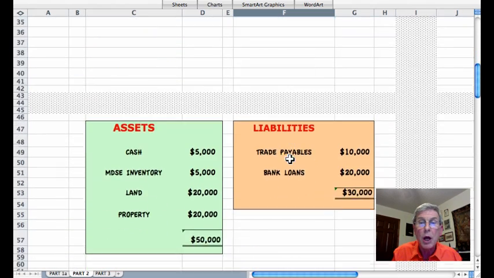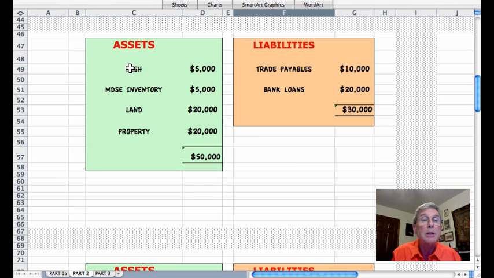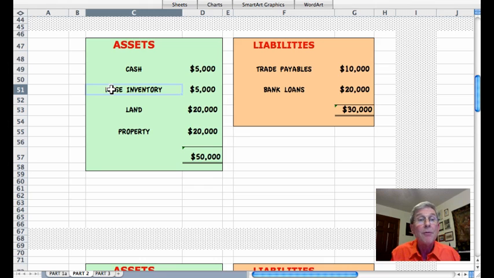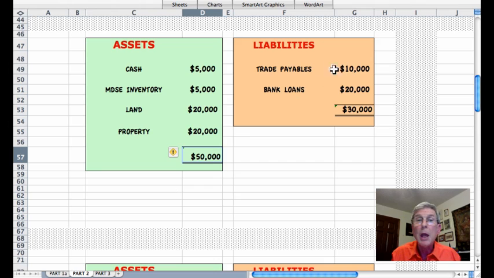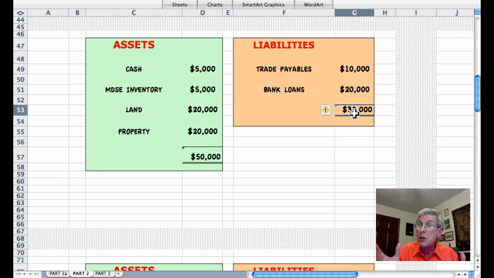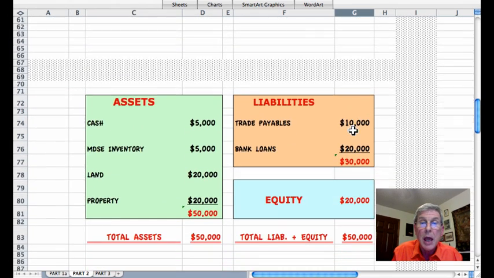Now, let's take a more concrete example. Let's say our company has assets, as you see here, cash, 5,000, merchandise inventory, 5,000, land 20,000, property 20,000, total assets of 50,000. And let's say we have payables of 10,000, bank loans of 20,000, we have total liabilities of 30,000. Now, if you combine this information together and you want to know what's the combined value of that company, we refer to this as net worth. The word net means to combine together. We would see that the net worth of this company is 20,000, and we refer to that as equity.